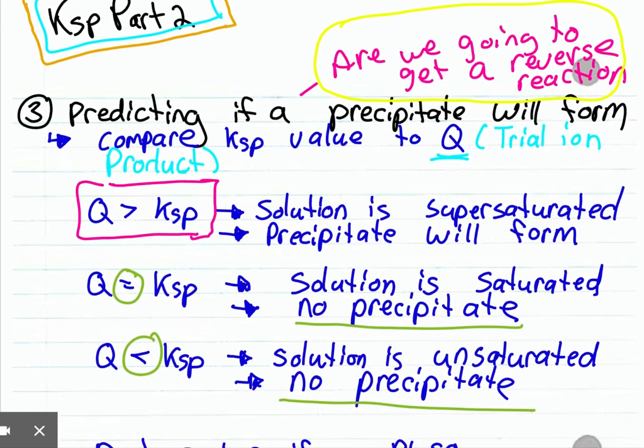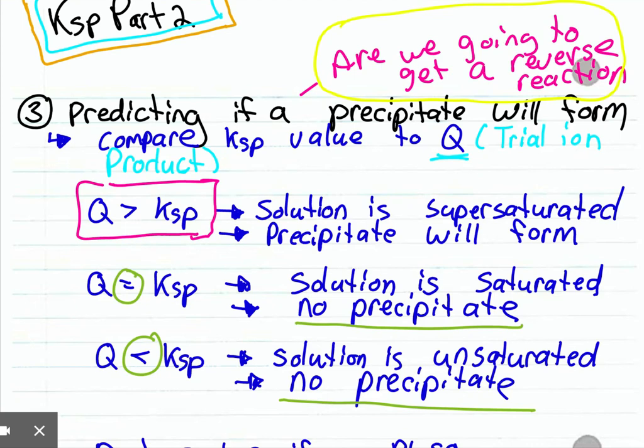So we know from before that based on the relationship between Q and K equilibrium, we can tell which way the equilibrium will shift. If Q is greater than K equilibrium, the reaction goes in the reverse direction. So that's exactly the same situation here. If Q is greater than KSP, we get the reverse reaction. And because the reverse reaction is the ions forming a solid substance, when Q is greater than KSP, we get a precipitate.